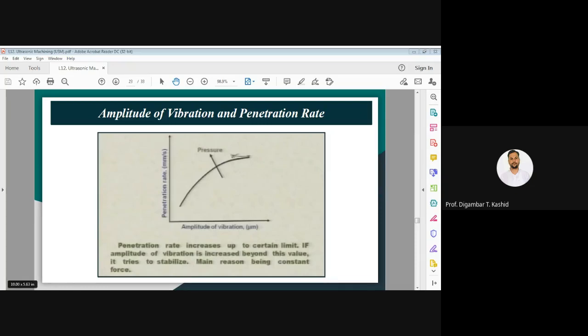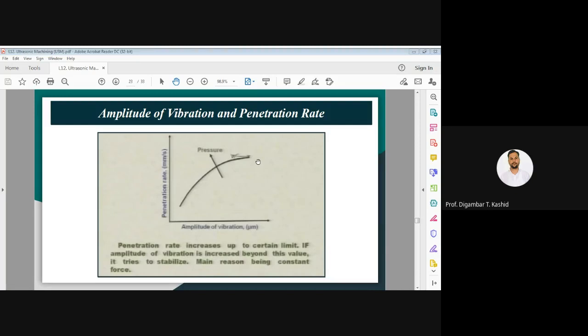Okay, you can see it strives to stabilize. As you can also see beyond this value, the arrow I have shown, it tries to stabilize like this. That means you will get a straight line here. The main reason for this is a constant force. Since the force remains the same up to that certain limit, due to that it tries to stabilize beyond a certain value of amplitude of vibration.